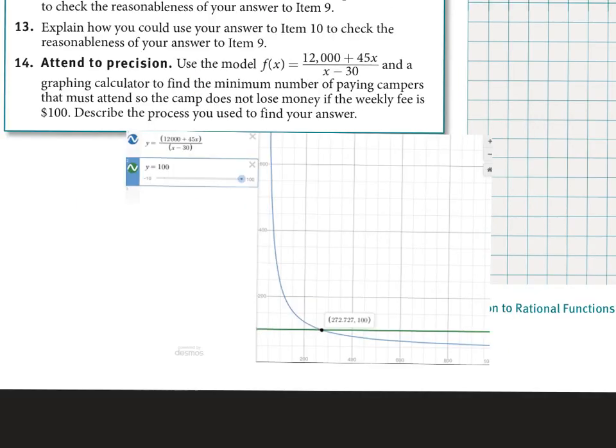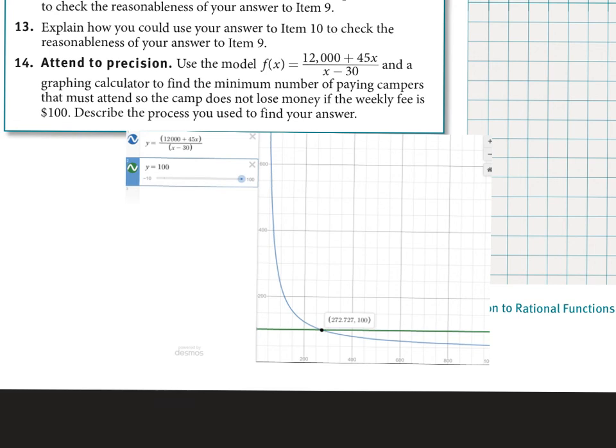So as you can see from the graph here, those items intersect at 272.7. Since we can only have a whole number of campers, we're going to need at least 273 campers to attend and break even if we charge $100 per camper to cover all of our costs. So a nice way to analyze these different pieces. Hopefully that gives you experience going step by step, really exploring these rational functions.